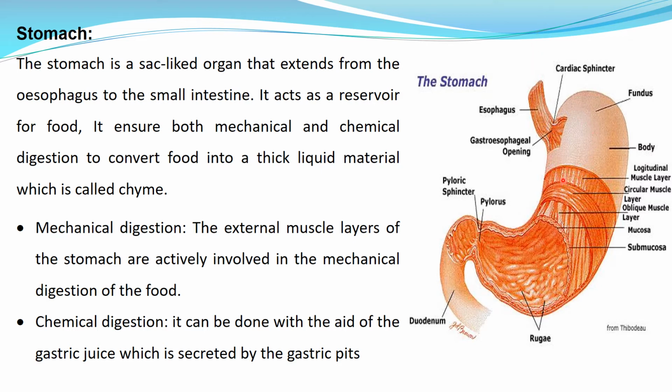So, the stomach is a sac-like organ that extends from the esophagus to the small intestine. It acts as a reservoir for food and ensures both mechanical and chemical digestion. Both the mechanical and chemical digestion can be seen within the stomach because the wall of the stomach is made of a powerful muscle.